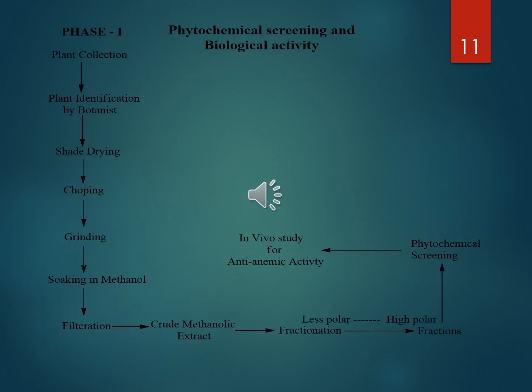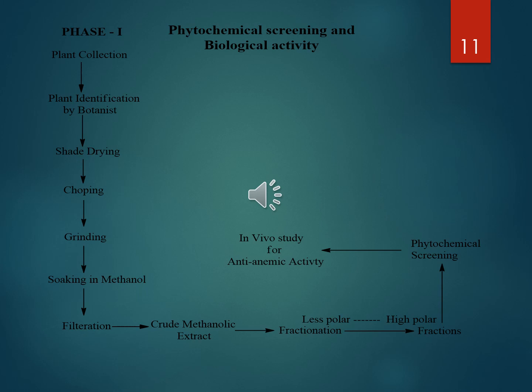The topic is comprised of two phases. Phase 1 is called phytochemical screening and biological activities of the plants. This phase consists of the following steps. The first step is plant collection. Plant collection is carried out on the basis of literature survey as well as the biological and enzymatic activities of the plant. After that, the plant is submitted to the botanist, who confirms its genus and species and allows us to proceed with further processing.